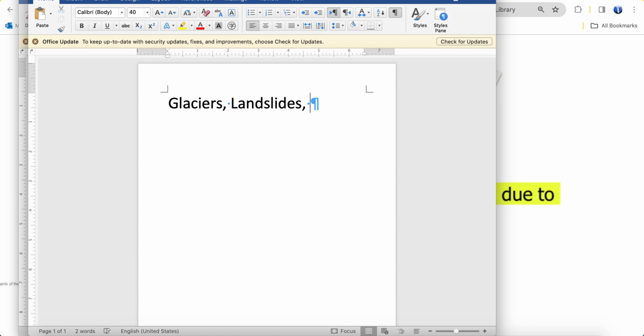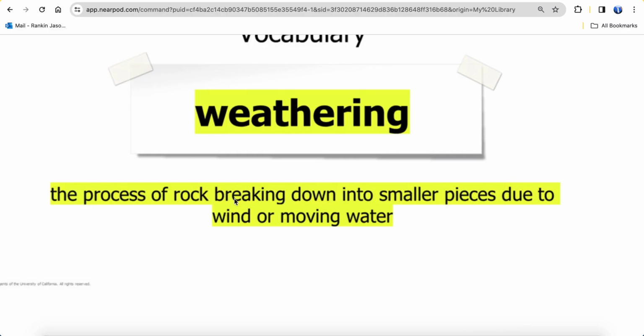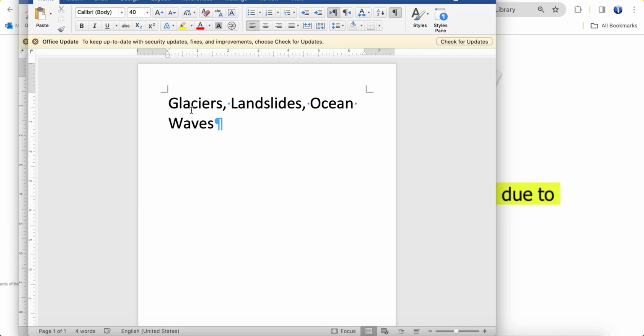And let's add one more. In the summertime, you guys love to go to the beach, so I'm going to add ocean waves. Add these three to your definition. So it should say the process of rock breaking down into smaller pieces due to wind, comma, moving water, comma, glaciers, comma, landslides, comma, ocean waves. If you want, you can just add maybe 'and ocean waves.'